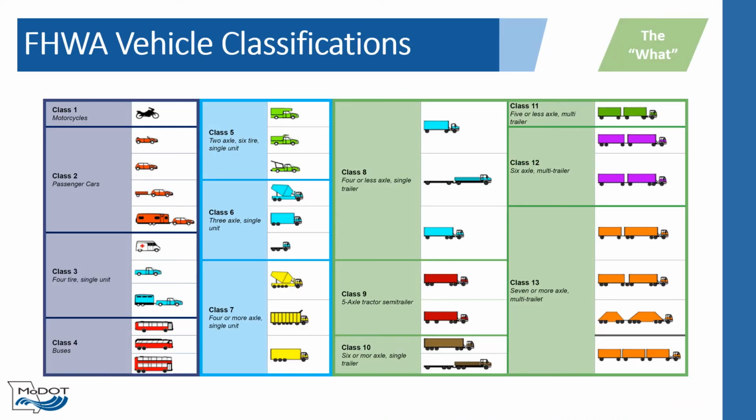The FHWA Traffic Monitoring Guide classifies all vehicles into 13 distinctly different categories, as displayed in the graphic. For the purposes of a traffic study, a heavy truck percentage provides the ratio of heavy trucks to overall vehicles on a roadway segment. MoDOT typically classifies vehicle proportions into the following 6 classifications for data collection purposes.